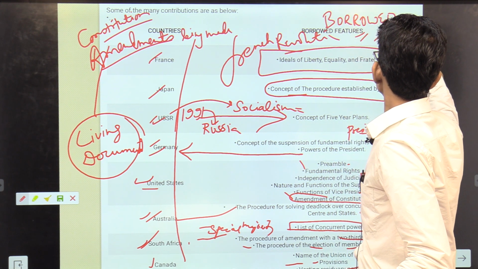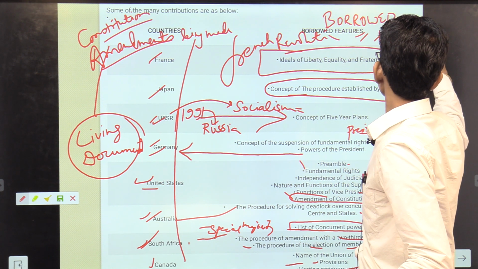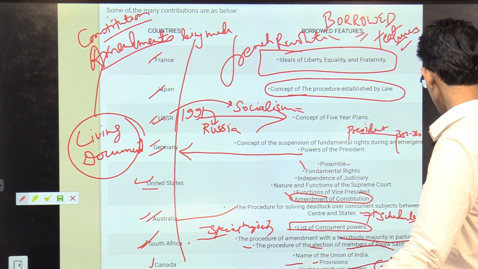Okay friends, remember it, very important from your prelims as well as mains point of view.